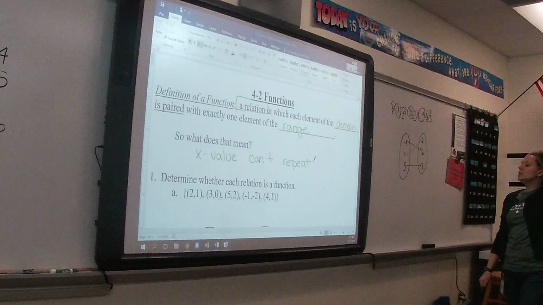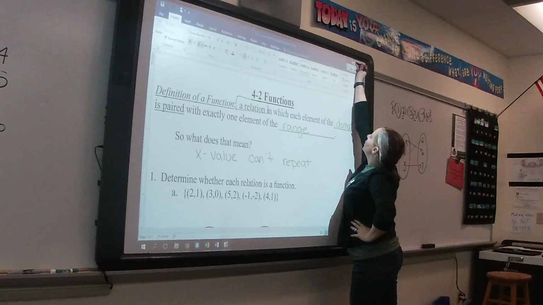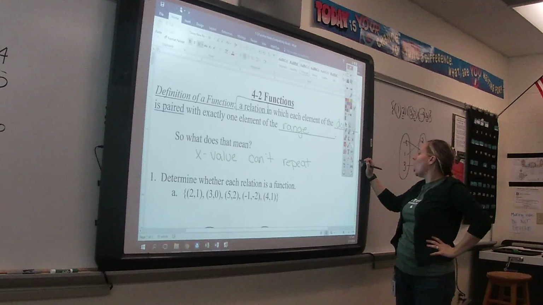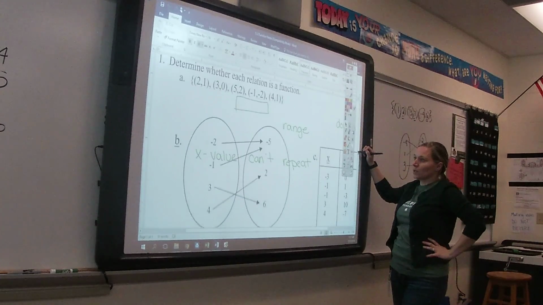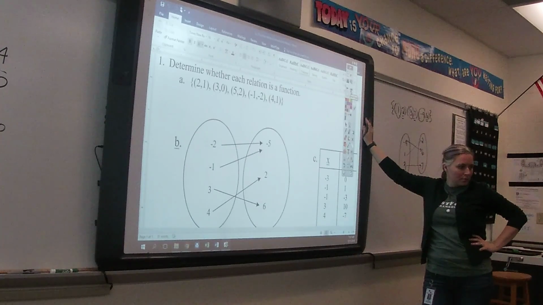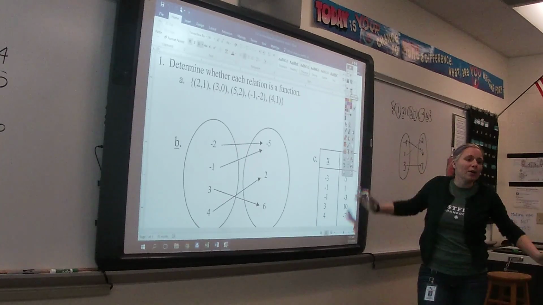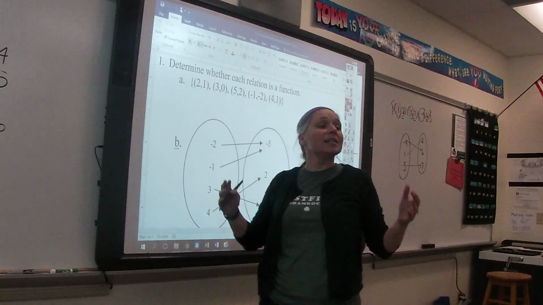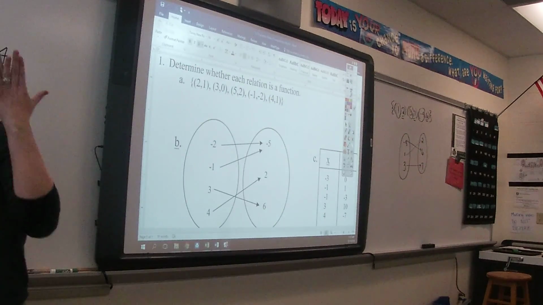Okay, so we want to decide by looking at these examples below whether or not we are talking about a function. So every example we look at, is it going to be a relation? Yes. Why? Because they're all relations. So we want to decide if it's a specific type of relation that we call a function.